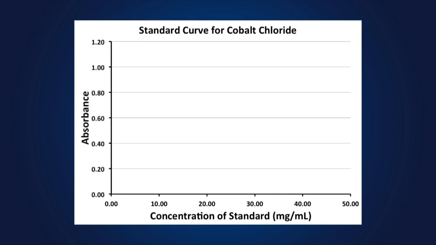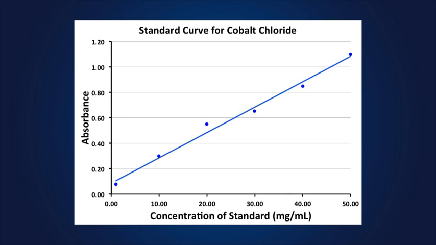Label the Y-axis as absorbance. A scale of 0 to 1.2 will work fine. Now we plot the absorbance values for each of the standard concentrations. Notice that they roughly form a straight line. The relationship of concentration and absorbance is directly proportional, that is, linear, as long as the concentrations are not extremely high. So we can draw a straight line for our standard curve. This line of best fit should lie as close as possible to each data point.